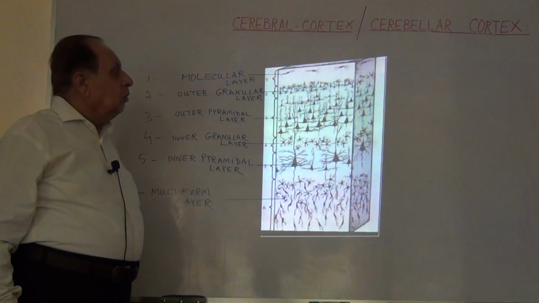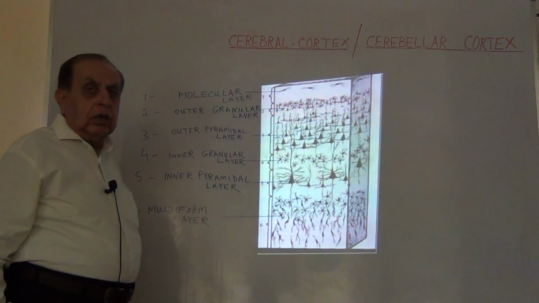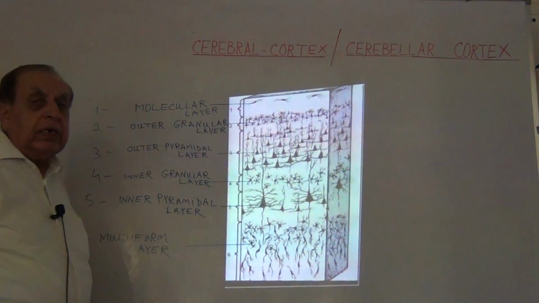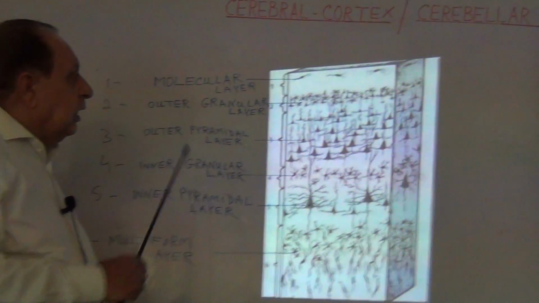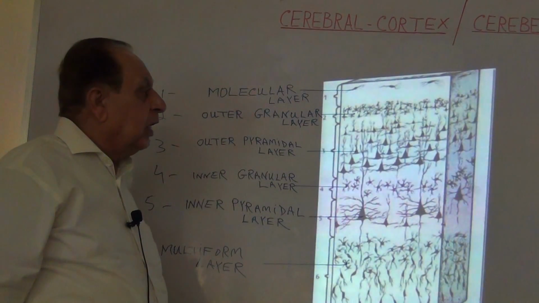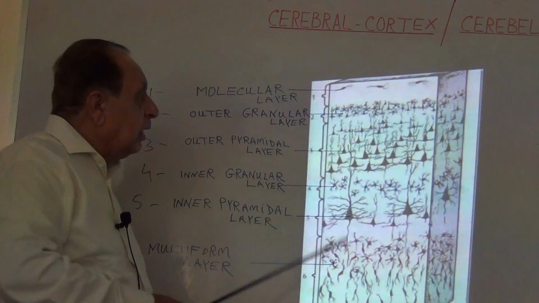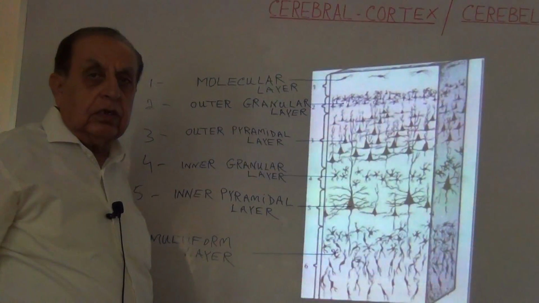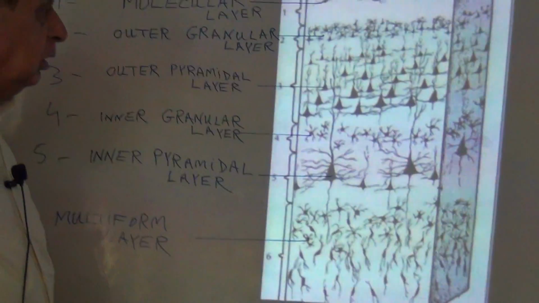The histology of the cerebral cortex. Now the cerebrum has gray matter and white matter. The gray matter that is present at the periphery is called the cortex, while the white matter is in the center. The gray matter of the cerebral cortex has 6 layers, from the outer to the inner portion.